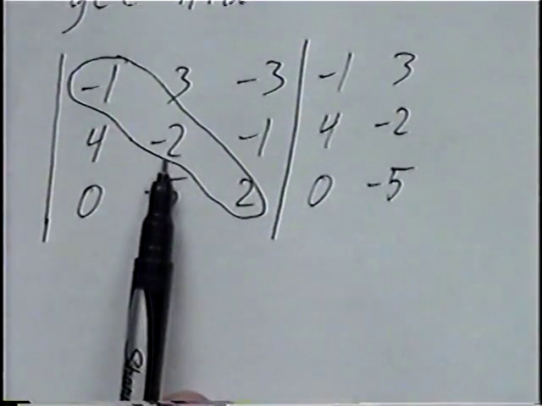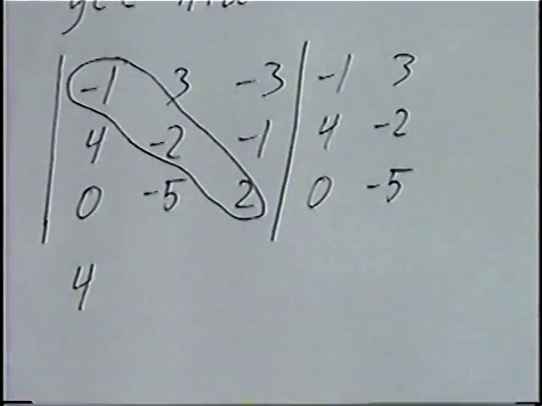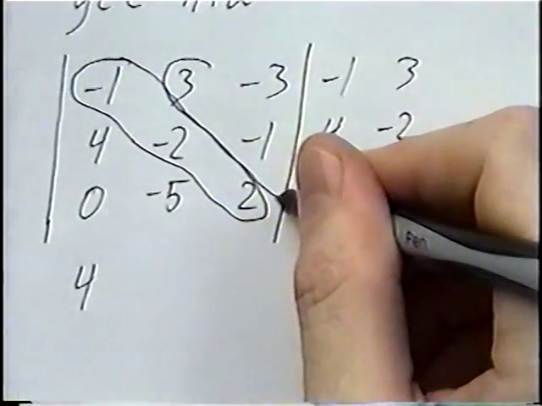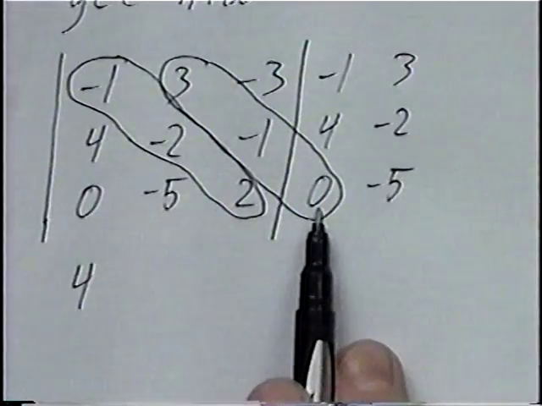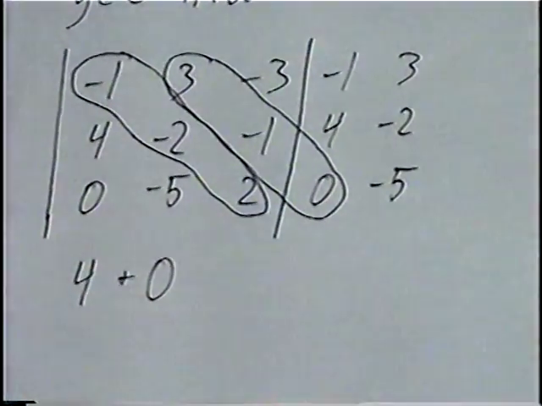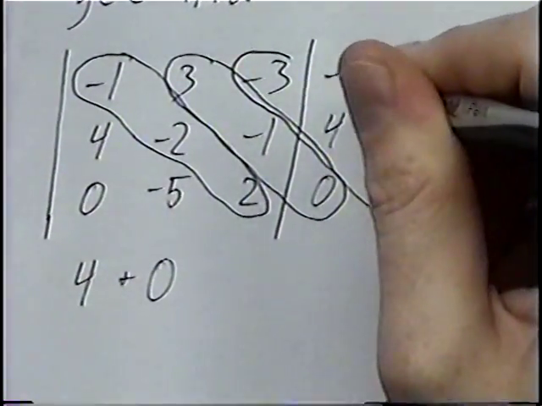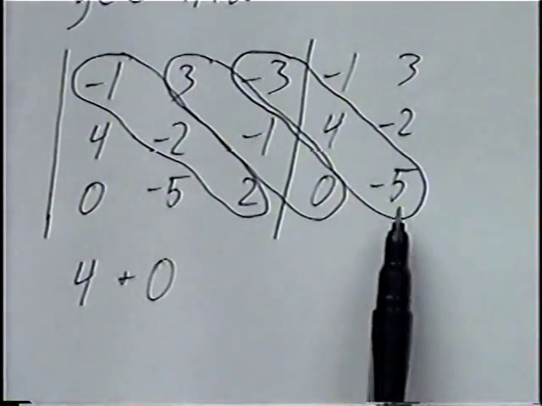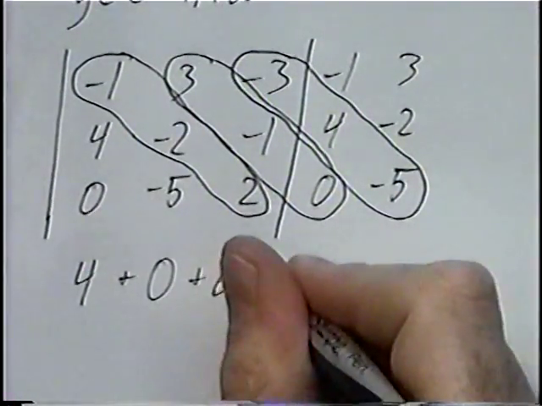-1 times -2 would be +2, times 2 more would be 4. So the first number we'll use in the computation will be 4. The second diagonal, 3 times -1 times 0. Anytime you have 0 in a diagonal, we'll be adding the number 0. And the third diagonal, -3, 4, -5. -3 times 4 would be -12. -12 times -5 would be +60.